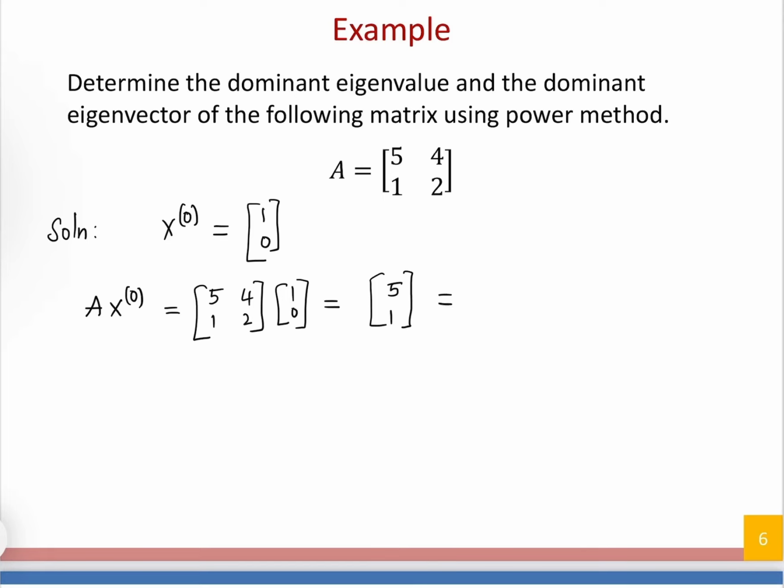Look at this, there are two entries in this column vector, and the numerically largest entry is 5. Therefore, we can write this vector as 5 times [1; 0.2], since the second entry is 1 divided by 5, which is 0.2. Now we call this lambda 1, the first approximation to the dominant eigenvalue, and x1. Okay. Now to find the second approximation, we multiply A with x1.